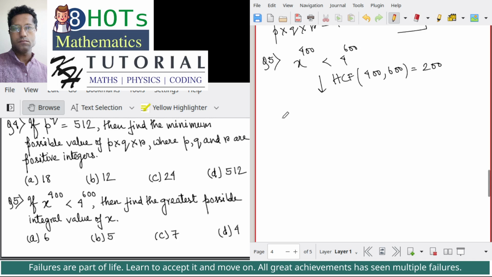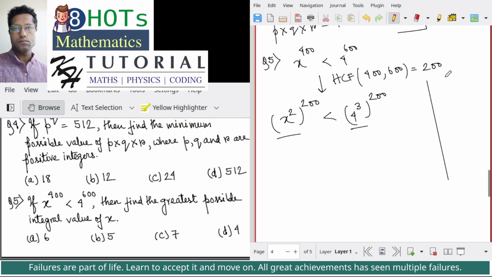So I know that x to the power 400 can easily be converted into the exponential form with a power of 200 as (x square) whole raised to the power 200. And so we have this less than inequality, and 4 to the power 600, if I want to express this number as a power of 200, it will be (4 cube) whole raised to the power 200. So now I have both the numbers having a common power 200. I now just need to compare the bases. It is already given that this is less than this.